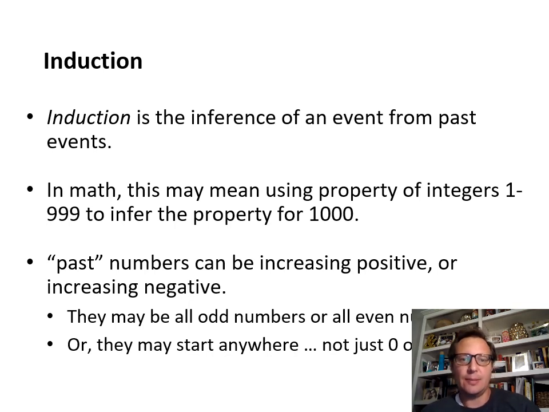Okay, so what is induction? Induction is the inference of an event from past events. In mathematics, this may mean using some property of integers, let's say between 1 and 999, to infer the property for 1000. And when we say past numbers, these numbers can be increasing positive or increasing negative, or they may even be, for example, odd numbers or all even numbers and so on. Or they may start anywhere and not just 0 or 1. So there are many different ways that we can structure induction.